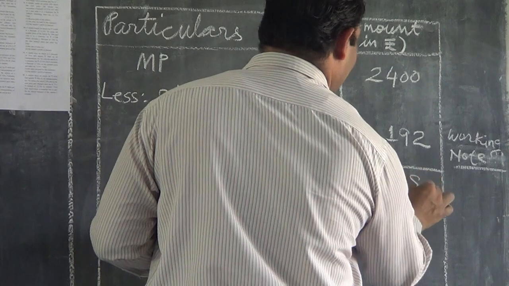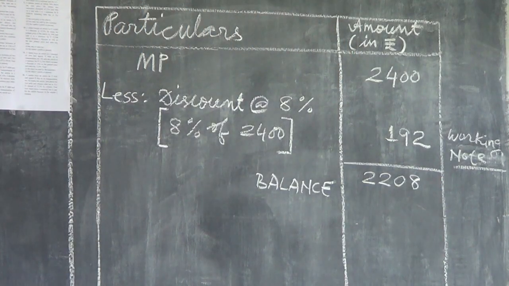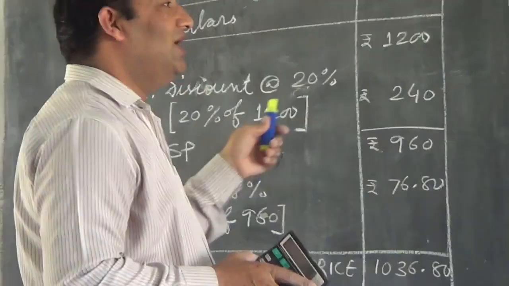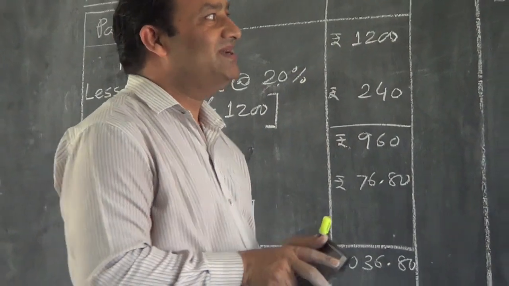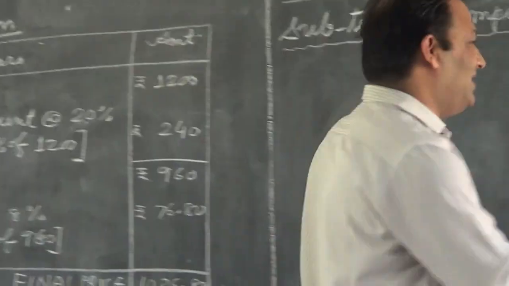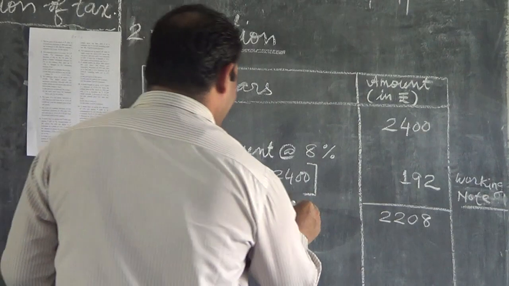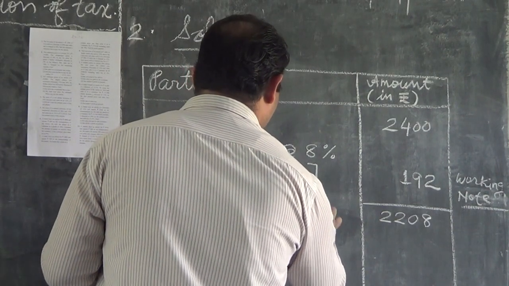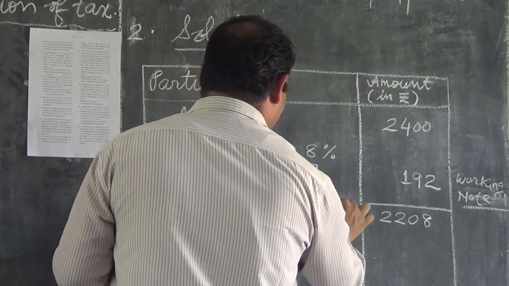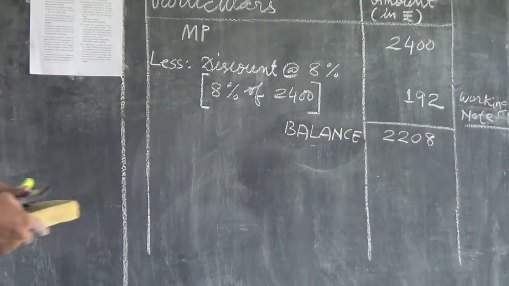Are you changing the name from question to question? I am not changing, children. Here there was only a single discount, but this question says there is another discount. That is the reason, children, I did not write selling price here and I wrote balance. Balance is 2208.